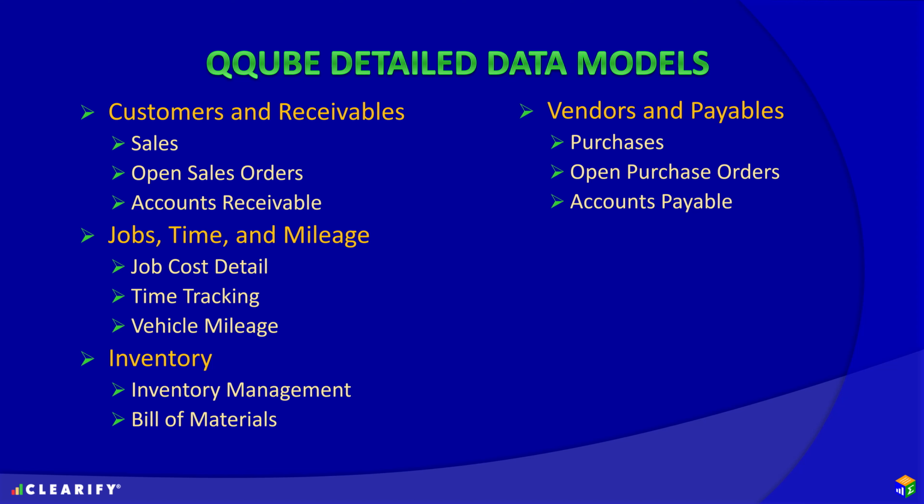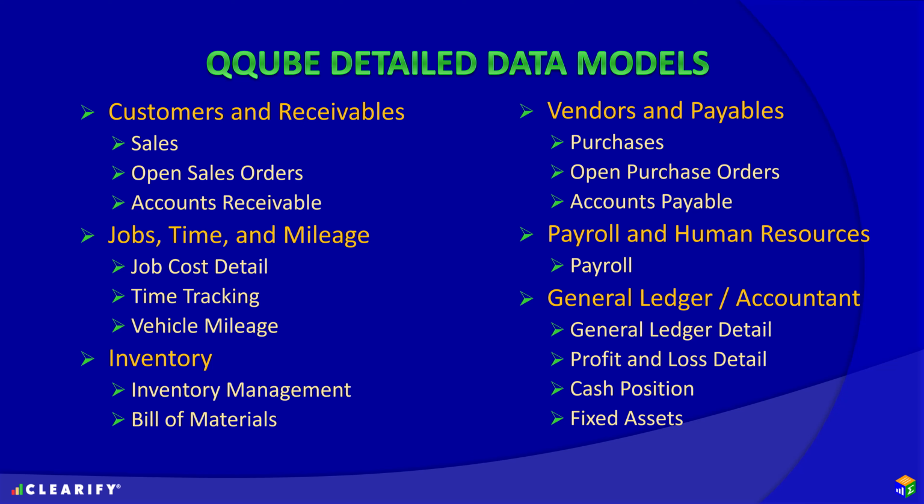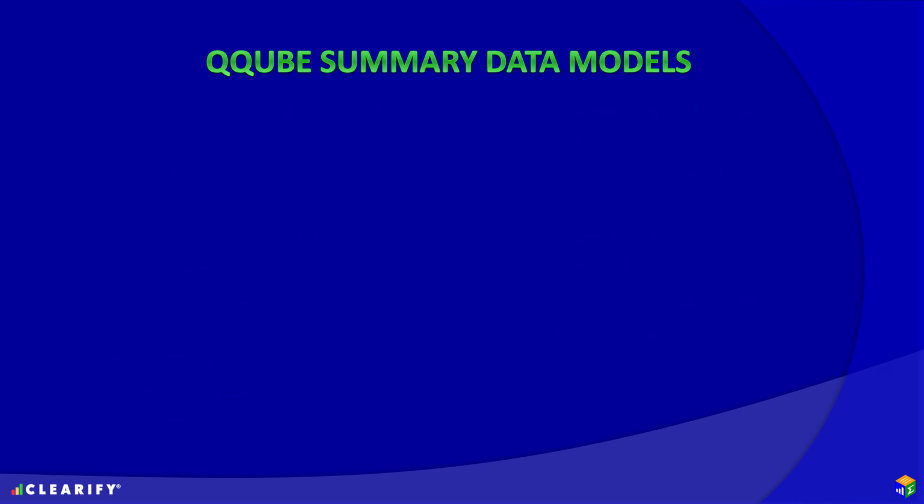Vendors and payables contains purchases details to analyze buying rates. The purchases data models also contain information from the subdata model open purchase orders. Payroll contains all posting and non-posting payroll and liability activity, and a way to determine what taxes have been paid or not. General ledger and accountant contains general ledger detail and a special profit and loss detail which allows you to drill down to the details of any posted transaction. Then we have the summary data models.